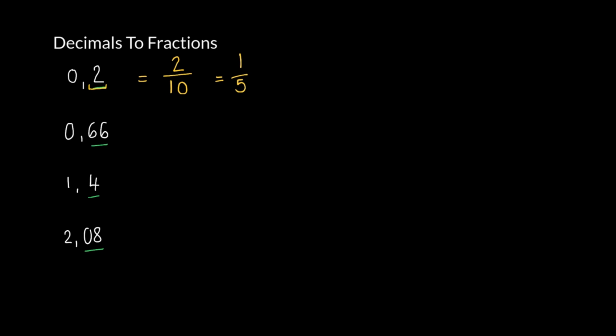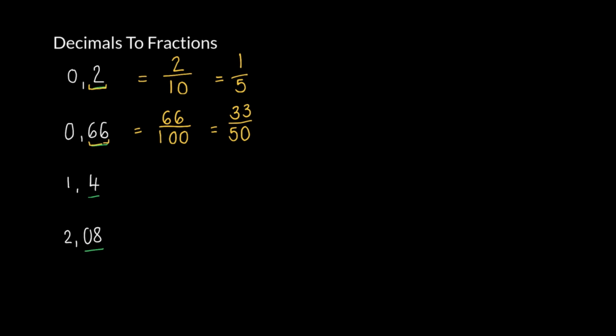Now, in the case of 0.66, what we're going to get is 66 over, and then we're going to look for the numbers after the comma. Since we have two numbers after the comma, we're going to put 2 zeros, 0, 0, and then 1. So 66 over 100 is the fraction that we have. And we can also simplify this. This is going to give us 33 over 50. Now that's if I divide both of them by 2.